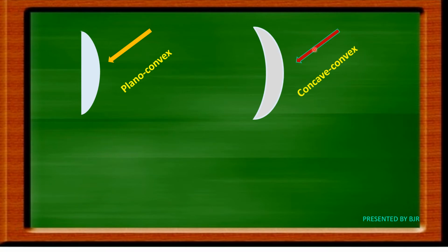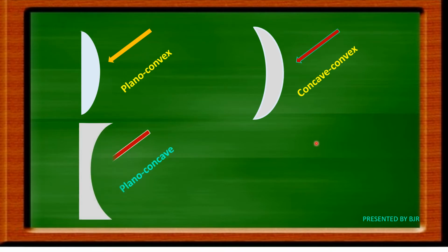That is, the first surface is the plane surface and the second surface is the convex surface. That's why it is called a plano-convex lens. Similarly, see here, concave convex lens. The first surface is concave, that means it is curved inward, and the second surface is curved outward. That's why it is convex. So the whole lens is called concave and convex lens.